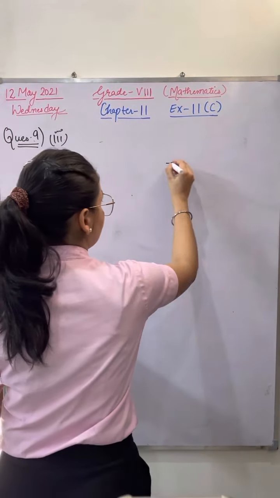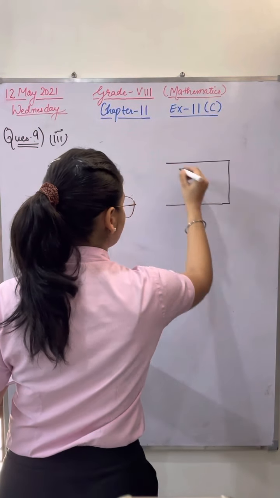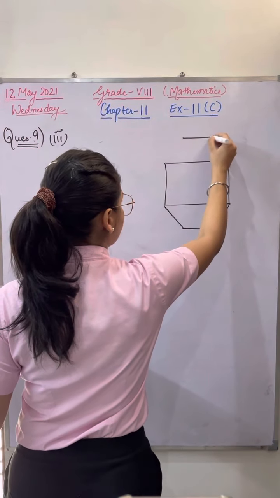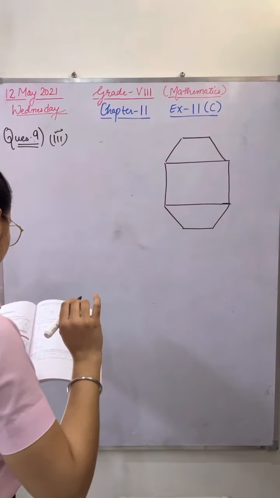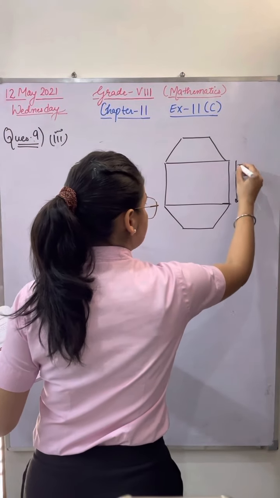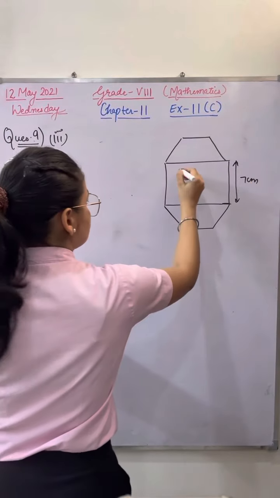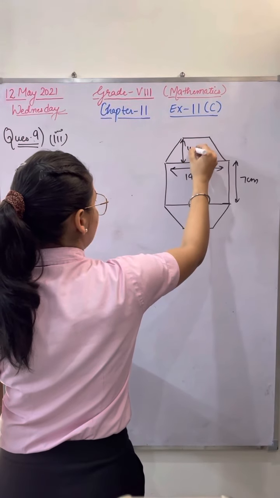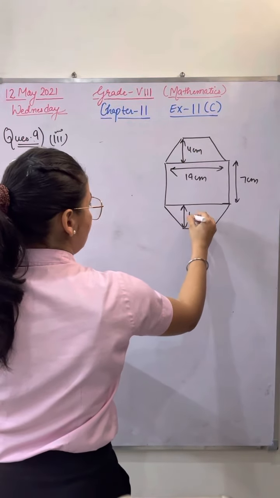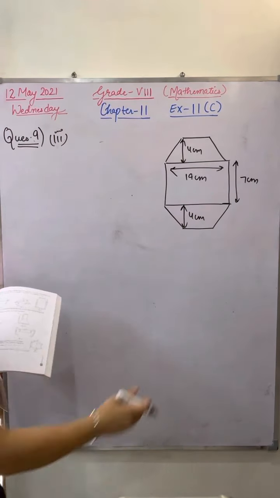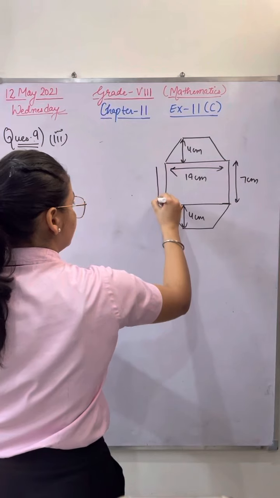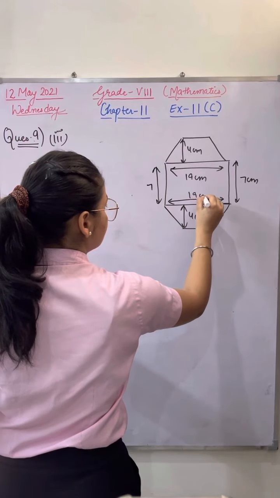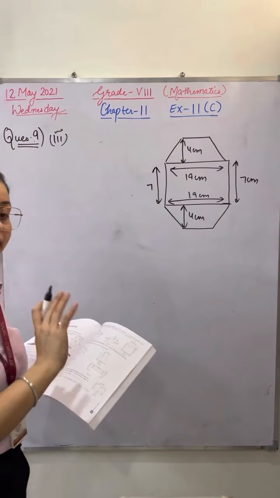This is the figure of that part. Those who have solved it, very good. Only one question I gave for homework yesterday. This is given 7 centimeter, this is given 19 centimeter, and this is given 4 centimeter. If this is 4, this will also be 4. If this is 7, it should be understood that this is also 7. If this is 19, this is also 19. Please try to complete the figure.